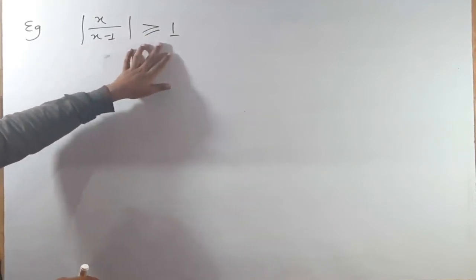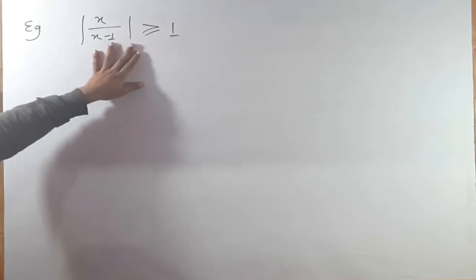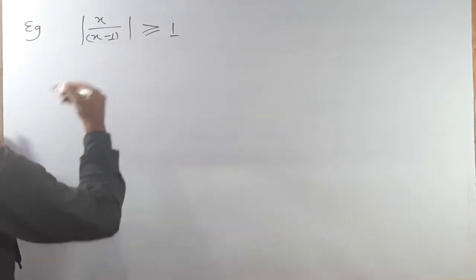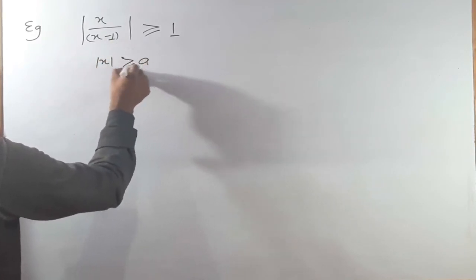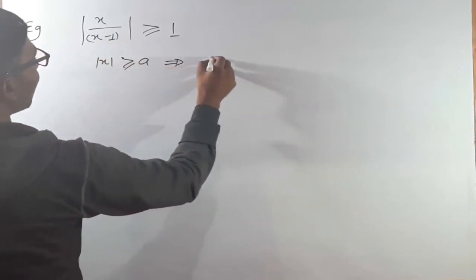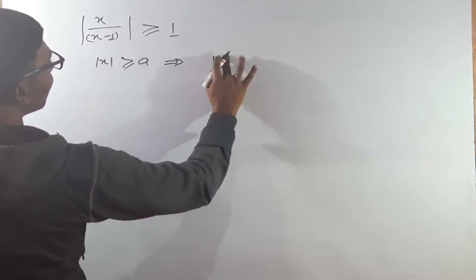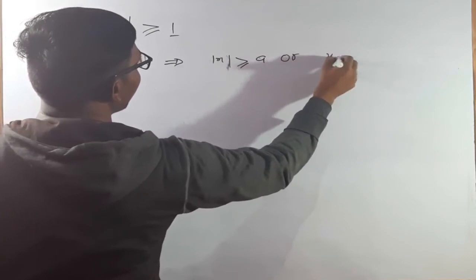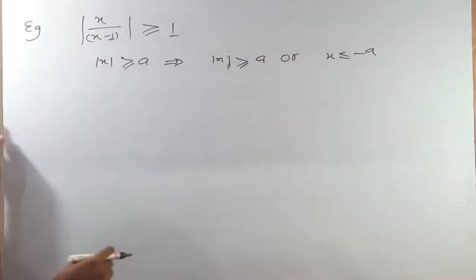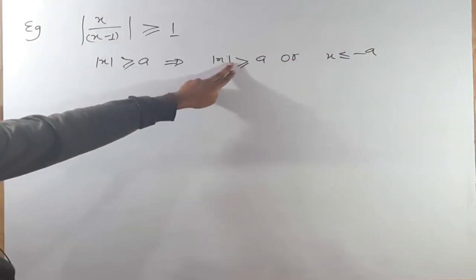Okay, so we need to collect all the values of x for which this inequality is satisfied. We need to use the property that if modulus of x is greater than a, then we can expand this: x should be greater than or equal to a, or x should be less than or equal to minus a. Okay, we need to use this property. We can use the graph of this function also.